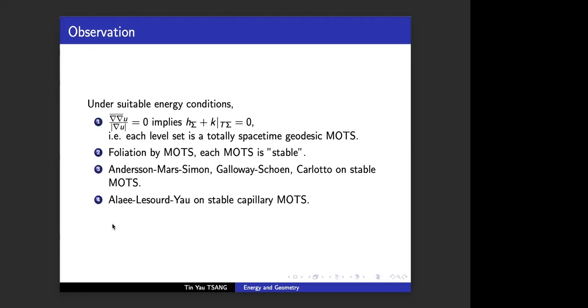And a foliation by MOTS, which means each MOTS must be stable. Then we can use results by Anderson, Mars, Simon, Galloway, Schoen, and Galloway–Ó Murchadha on stable MOTS. We can get some information, like each level set will have vanishing Gauss curvature. But because we have boundary, we have to be more careful, so I have to use the result by Gil, Martin, and Yau on stable capillary MOTS, which concern the boundary case as well.